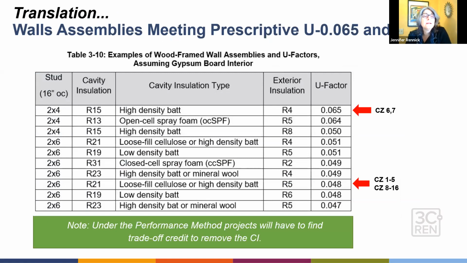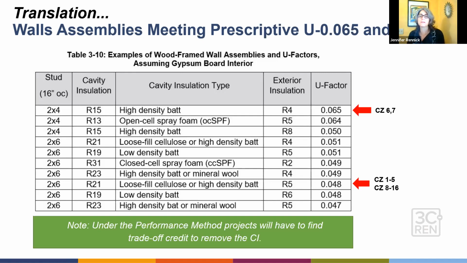You would only need a 2x4 wall with an R15 cavity, but you still need to put an R4 rigid exterior insulation on it to meet that U factor or U value. And that's where you get into the issue of, if you pad out the wall with the exterior insulation, it might not match up with your existing wall. So that's why they do give you a wall extension exemption.